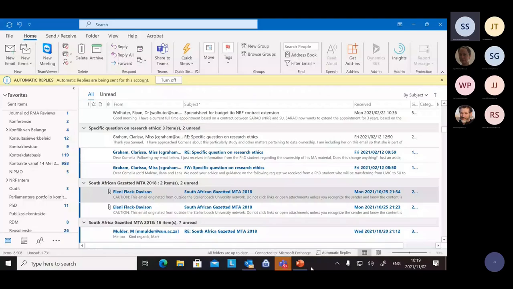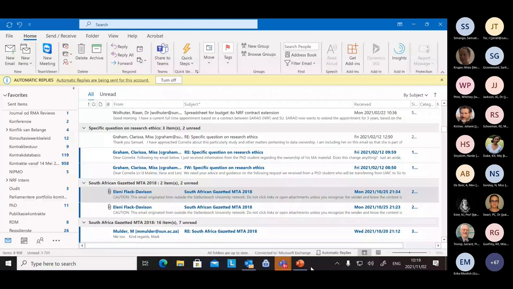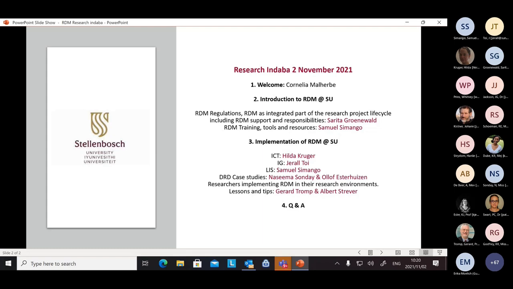Sorry, I would just like to say next on, it will first be Olof Esterhuizen and then Nasima Sonde. They are both legal advisors on research contracts, and they will share some of the experiences of what they have come across this past couple of months. And then after that, we will listen to Professor Gerard Tromp and Professor Albert Strever, who will share some of the insights and challenges and lessons learned in their own environments. Thank you.